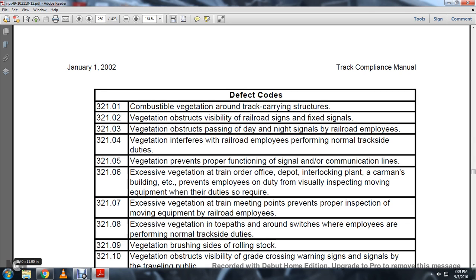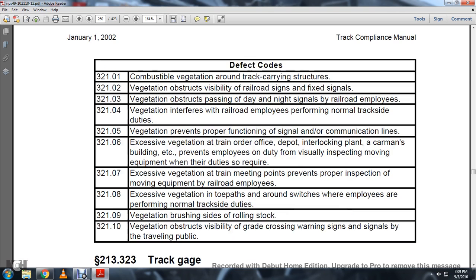32106, excessive vegetation at train order depots, interlocking plants, carmen's buildings, etc., prevents the employee from visually inspecting moving equipment when their duties so require. 32107, excessive vegetation at train meeting points that prevents the proper inspection of moving equipment by railroad employees. 32108, excessive vegetation on the walkways around switches with employees performing normal trackside duties. 32109, vegetation brushing the side of the rolling stock. 32110, vegetation obstructs visibility of grade crossing warning signals by the traveling public.